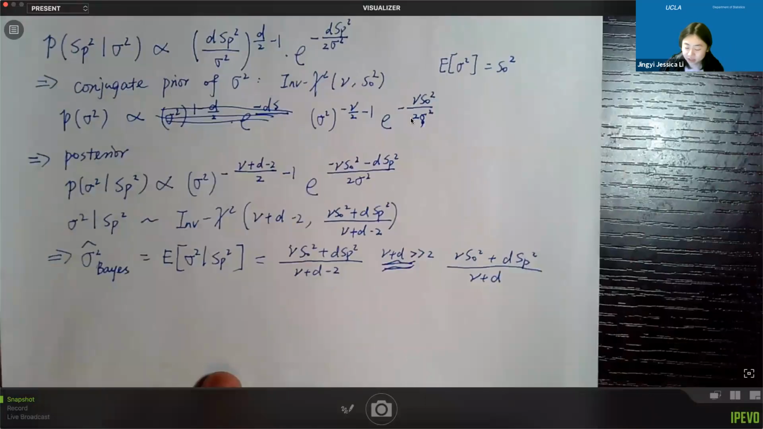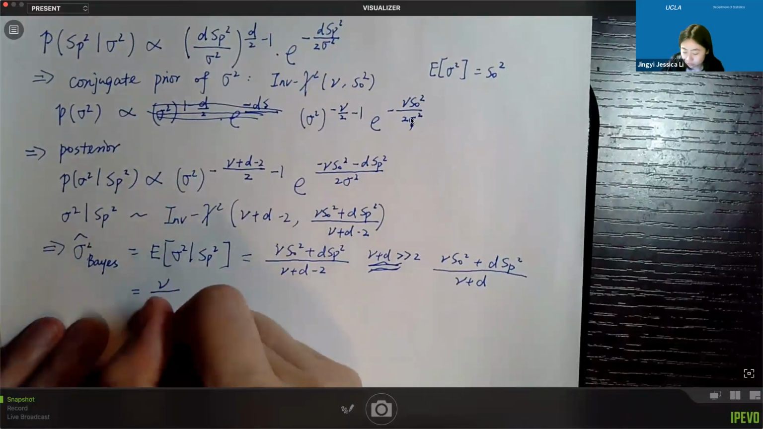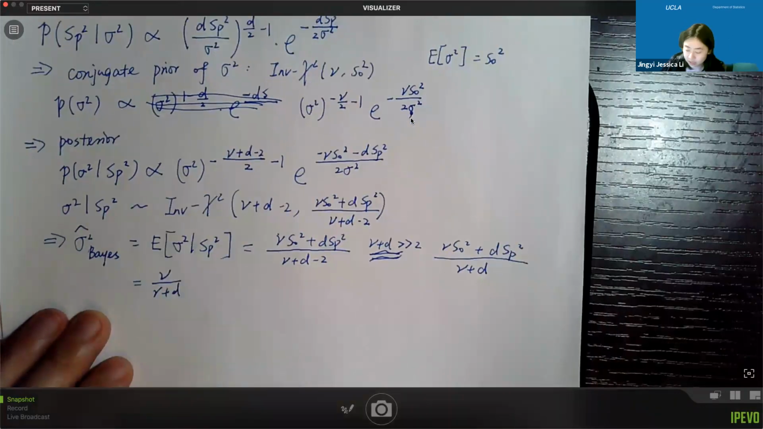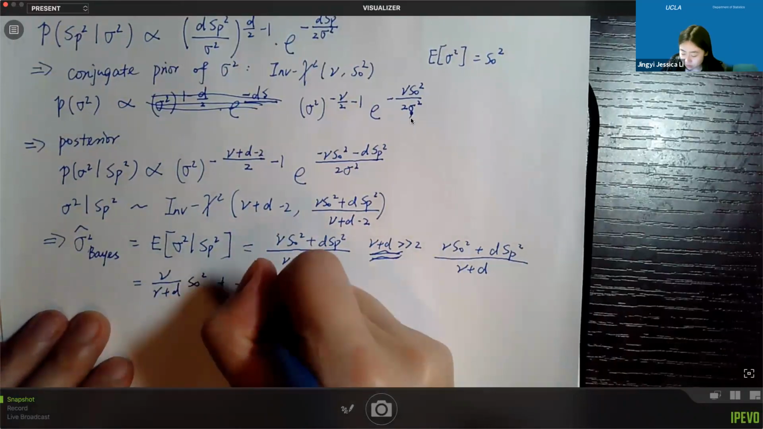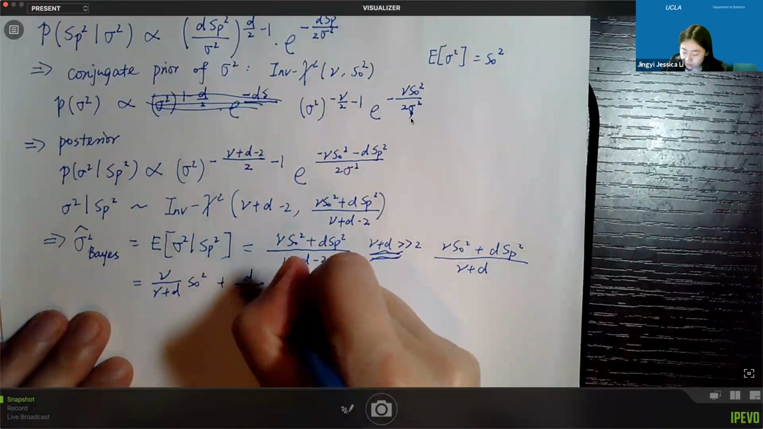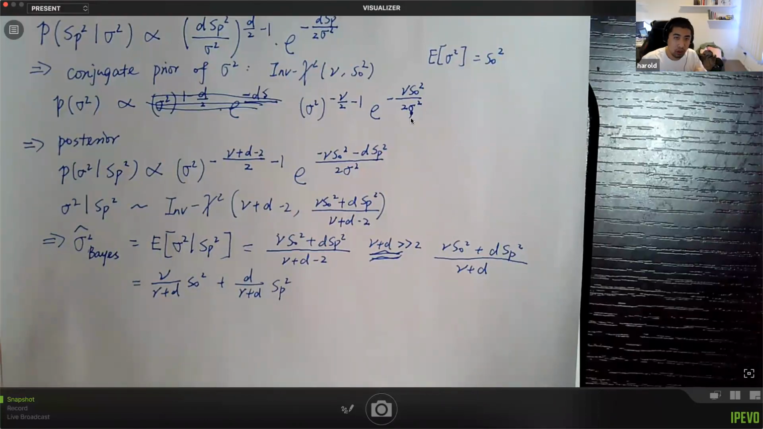Okay, and then you can see how it is a weighted sum. It's basically nu over nu plus d times the prior value we believe, plus d over nu plus d times the estimator from data we have. So we are basically finding a trade-off as our new estimator. And the trade-off lies between the prior value we believe in and the estimated value from our data. Okay, so that's the estimator.